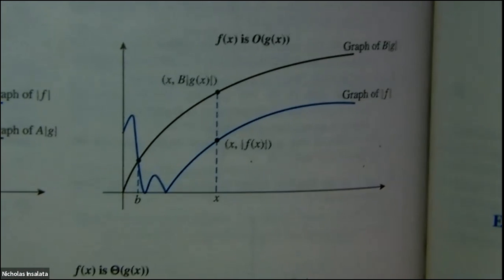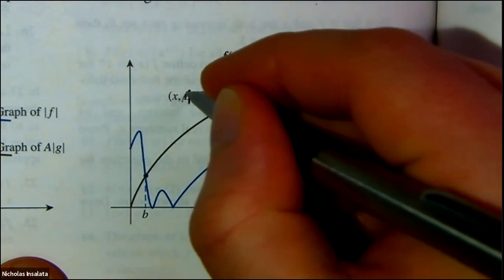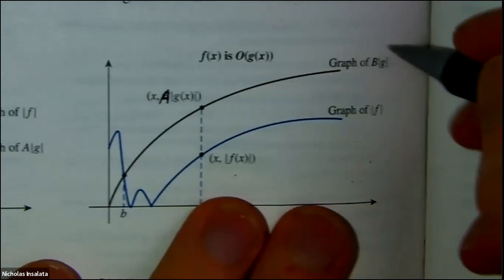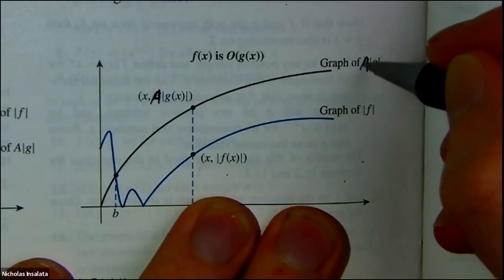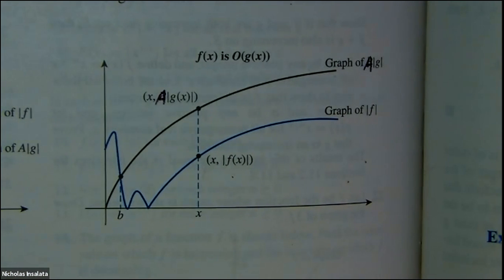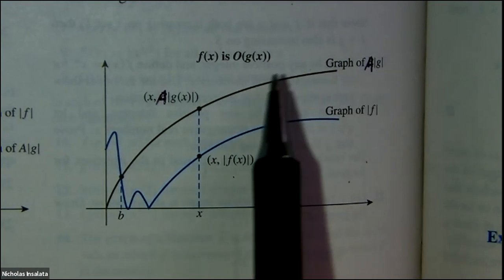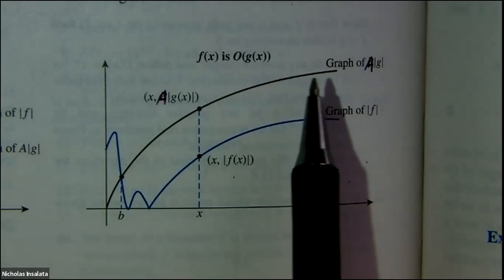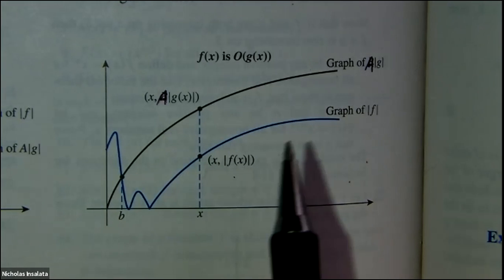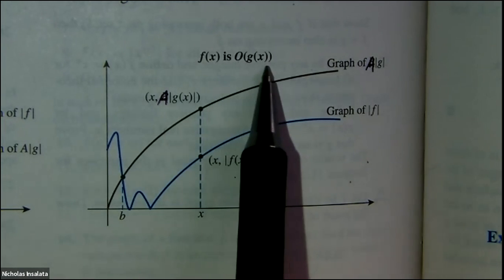And they have a B here. Here, let me make it an A. All right, cool. So here's what's going on. This is A times the absolute value of g. Okay, so this black line is the function g. Okay, the blue line is the function f. Okay, and what we're saying is f is big O of g.